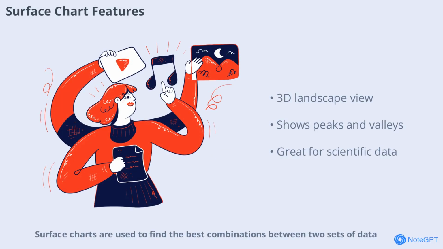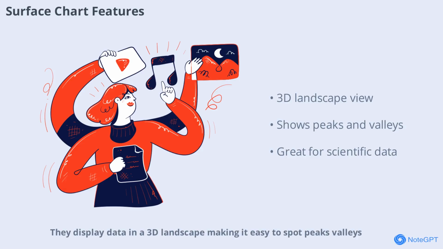Surface charts are used to find the best combinations between two sets of data. They display data in a 3D landscape, making it easy to spot peaks, valleys, and patterns. Surface charts are perfect for scientific and engineering data, such as temperature, elevation, or performance metrics. They help you visualize how different variables interact across a range of values.